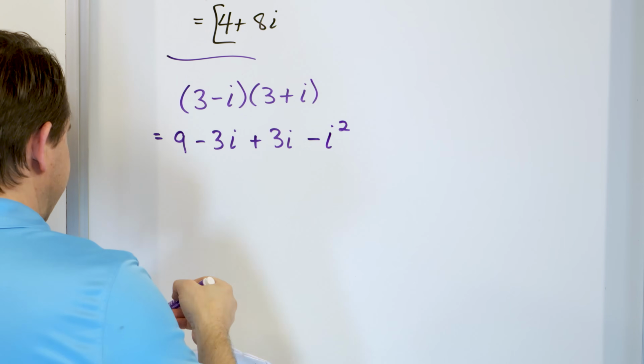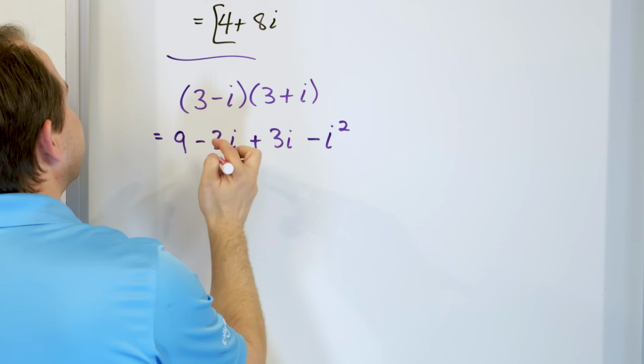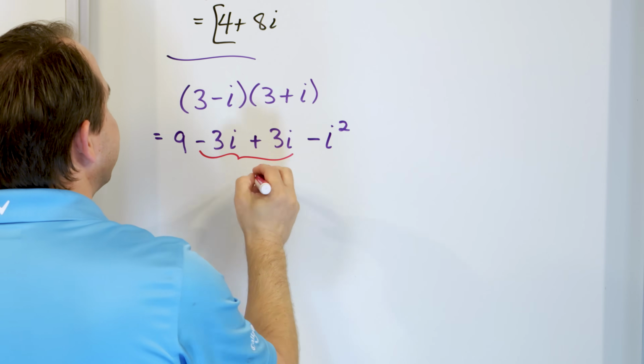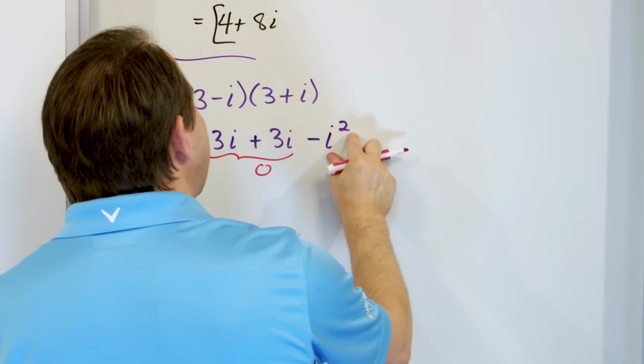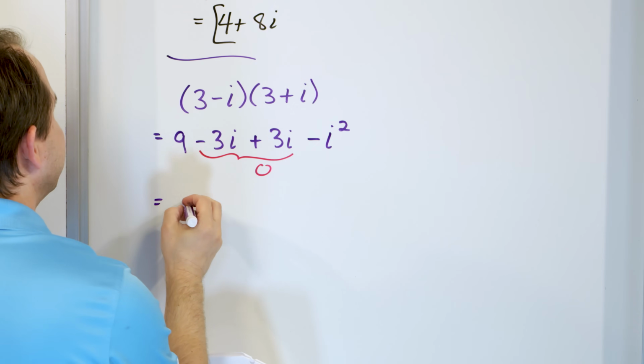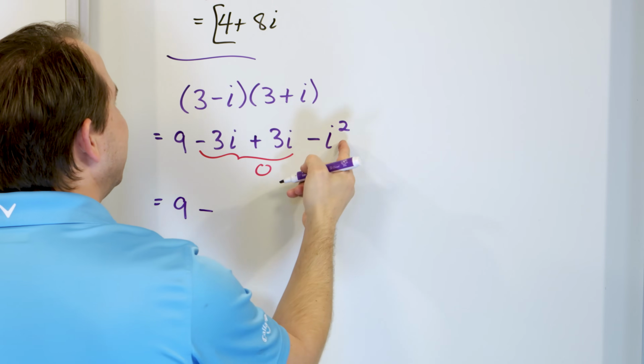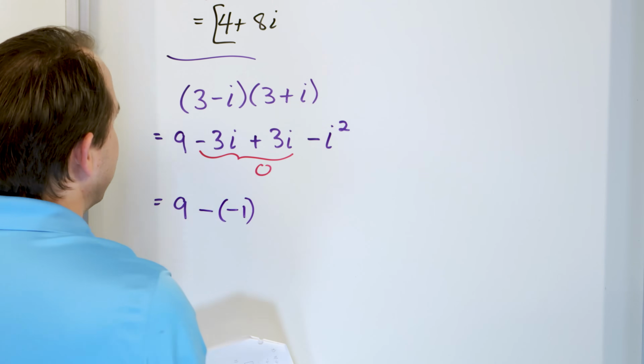A couple of interesting things happen here, though, because notice you have a negative 3i and a positive 3i, so these actually add together to give me 0. And also, the i squared is going to give you a negative 1. So you've got to be careful with the signs. You have 9. Ignore all this because it's 0. The minus sign is still there, but the i squared is replaced with negative 1.